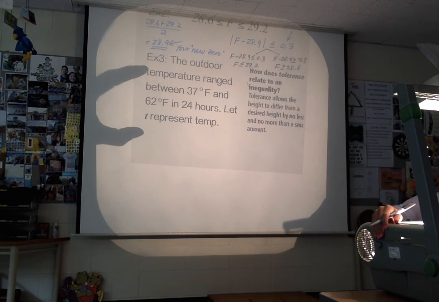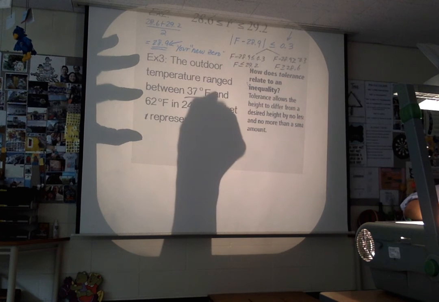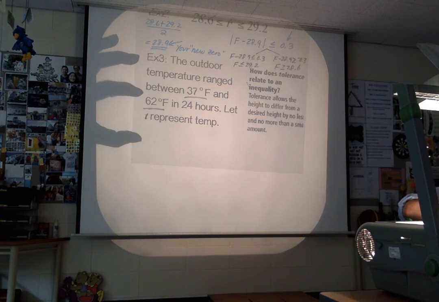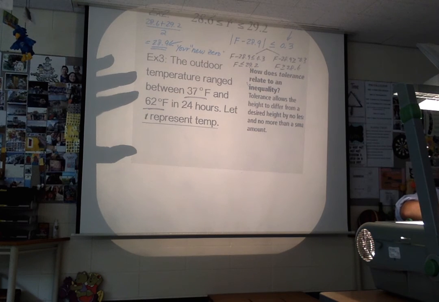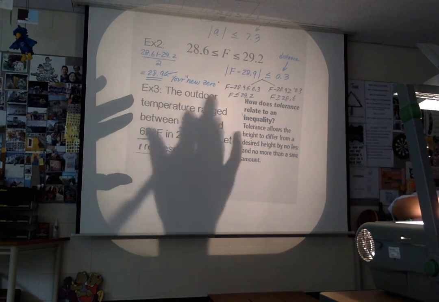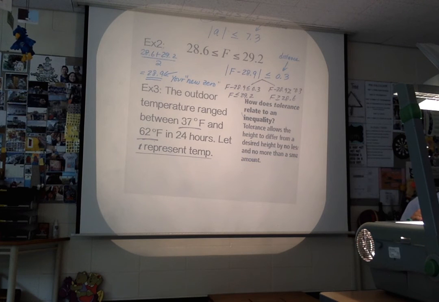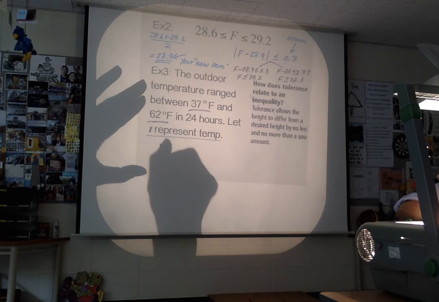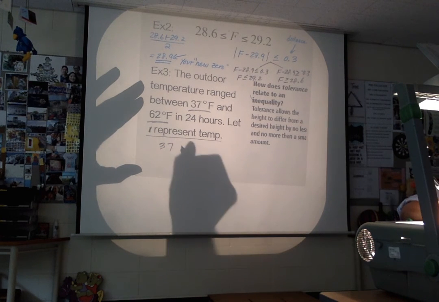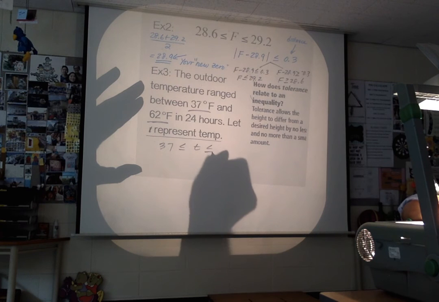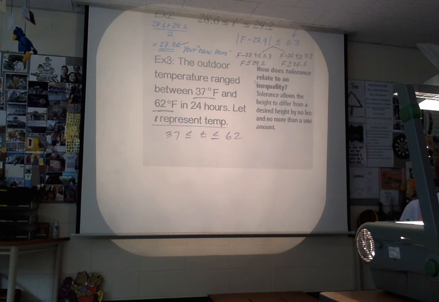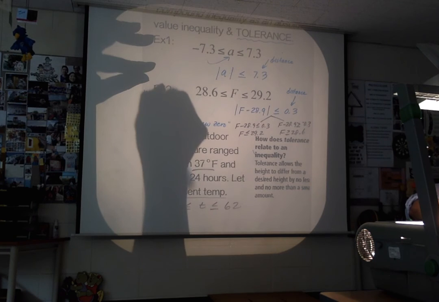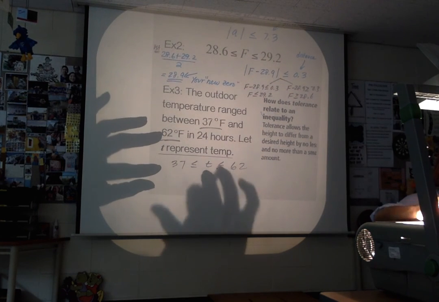The outdoor temperature ranges between 37 degrees Fahrenheit and 62 degrees Fahrenheit in 24 hours. Let T represent temperature, and let's write this as an inequality, as well as an absolute value. So you guys, what does it say? Isn't it saying that your temperature, the lowest it could be is 37 degrees, but it has to be between 37 and 62? So writing the inequality is very simple. But what's difficult is writing the absolute value. So we've got to think backwards. What was our first step? Remember, first step is to find the middle, find your new zero.